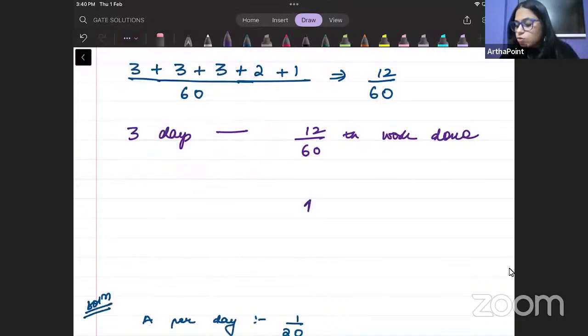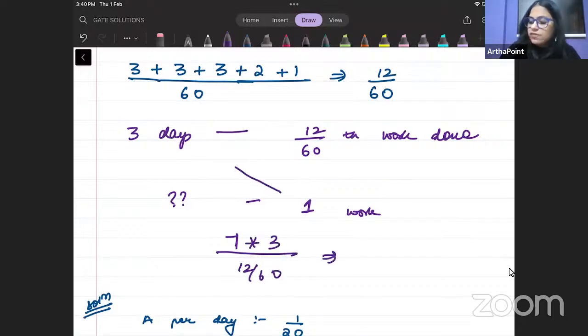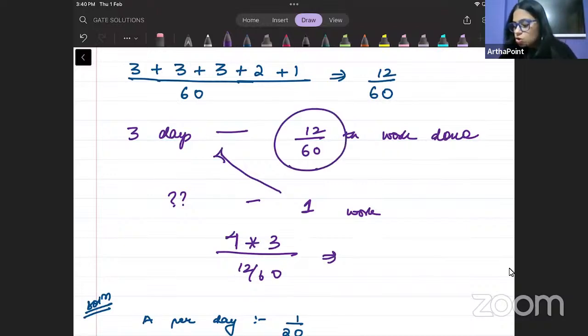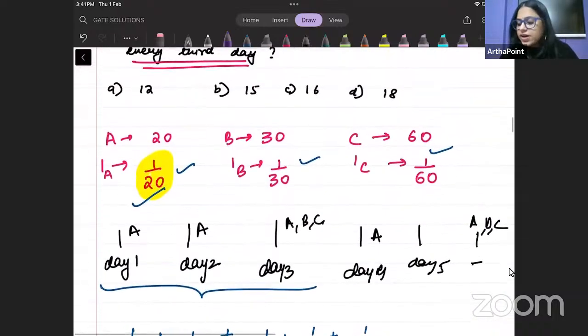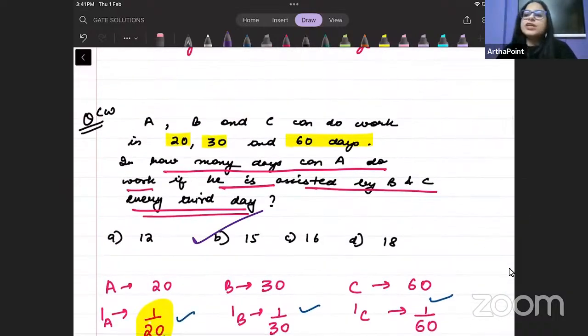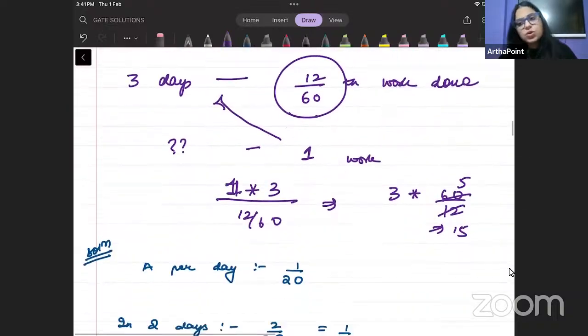So we want to do the complete work. How many days will it take? It will take 1 into 3 divided by 12/60. So you will always cross multiply and divide by this unitary method. So this is going to be 3 into 60/12. So this is going to give me 15. So the entire work can be completed in 15 days. That's the answer to this question.